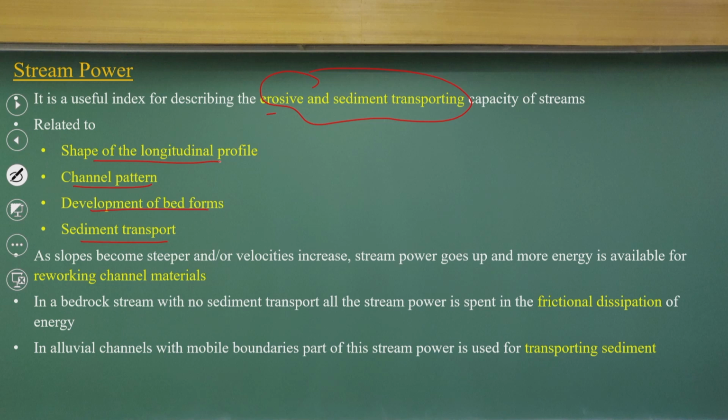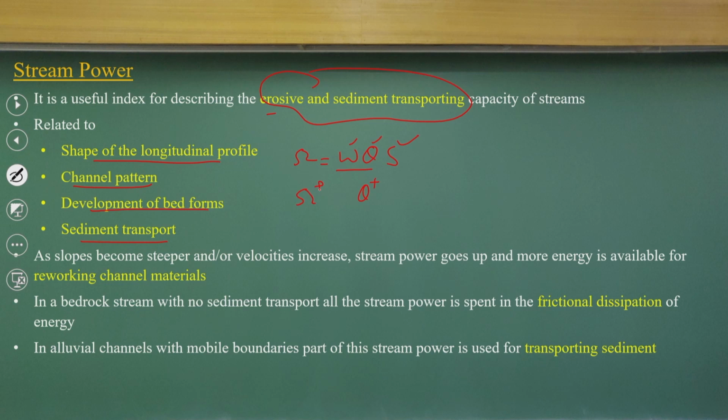So, we will define the things in more detail. The stream power is defined as a function of unit weight, discharge Q and slope S. More details will go in the next slides. Stream power is defined as unit weight, discharge and the slope, that is the friction slope. So if discharge increases, the stream power is going to increase.